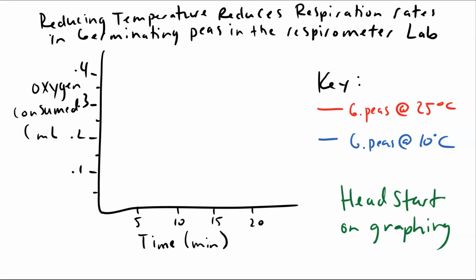One line is going to talk about the data you saw for germinating peas at 25 degrees Celsius, room temperature. And the other line is going to show me what happens when you lower that temperature by putting ice, literally ice, into the water to lower it down to 10 degrees Celsius. Okay, so I've given you a head start on that graph.